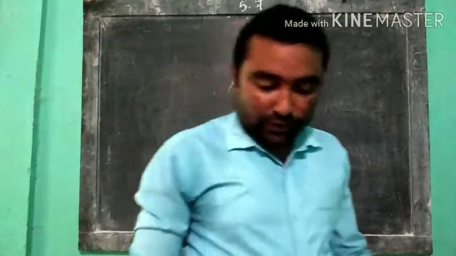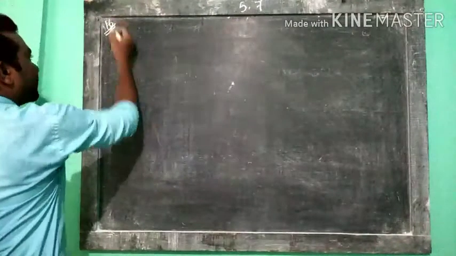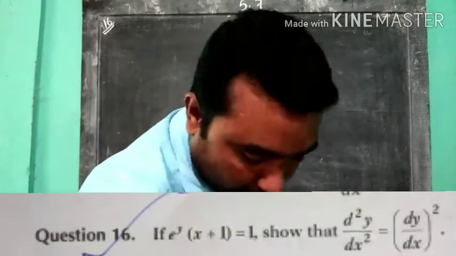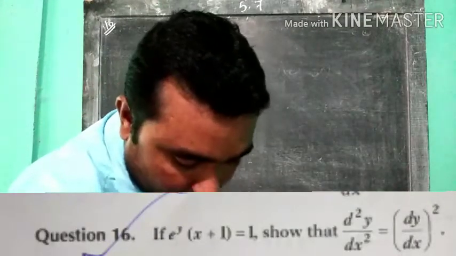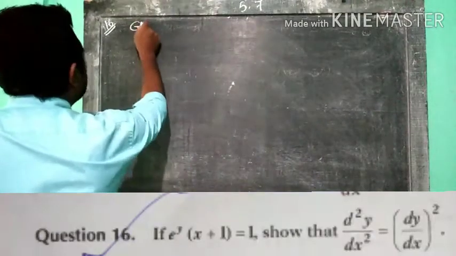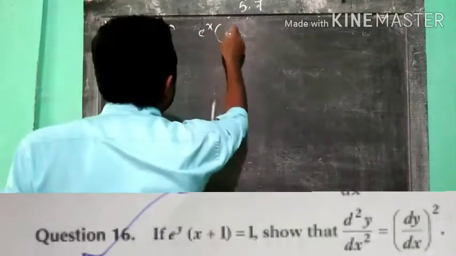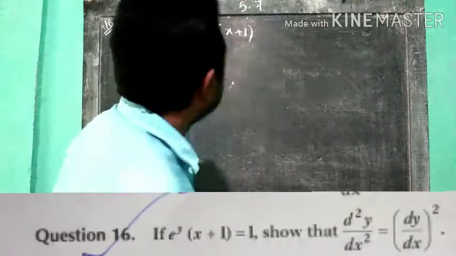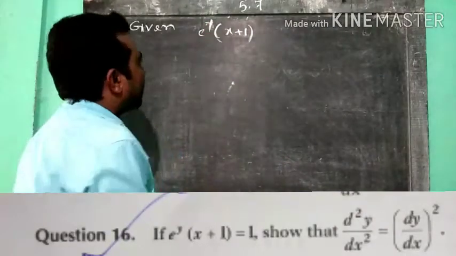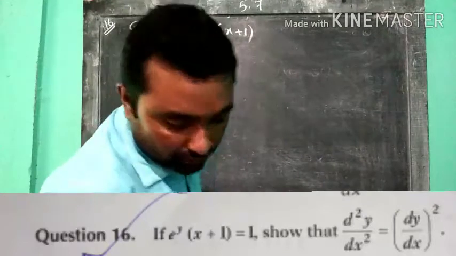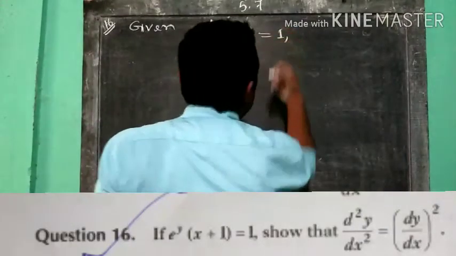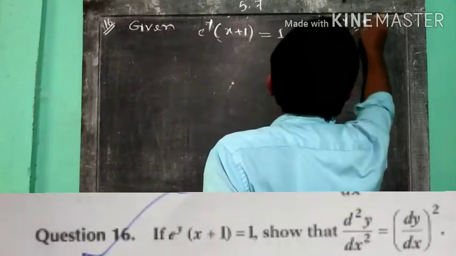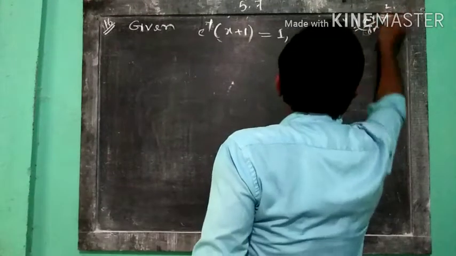Now we are going to solve question number 16. It is a very important problem. Question number 16: if e to the power y whole into x plus 1 equals 1, show that d2y/dx2 equals dy/dx whole square. What is given here? Given here e to the power y whole into x plus 1 equals 1. It is given, and we have to prove that d2y/dx2 is equal to dy/dx whole square.